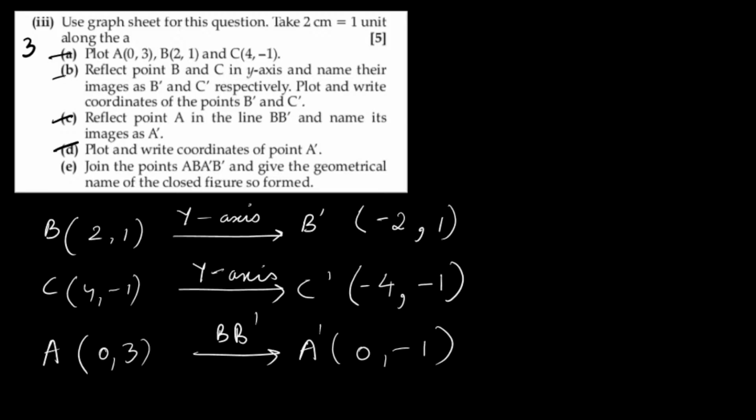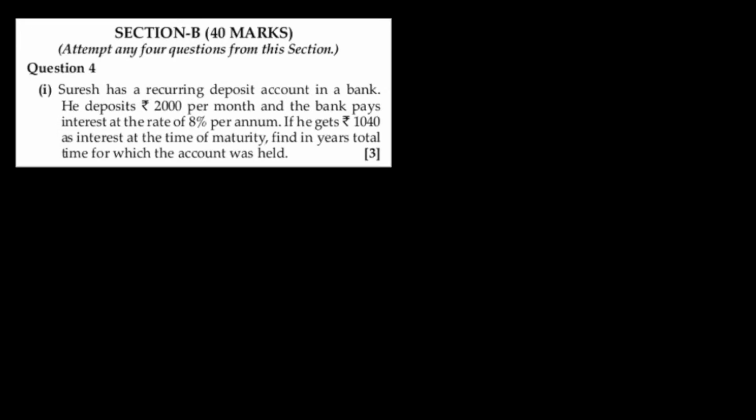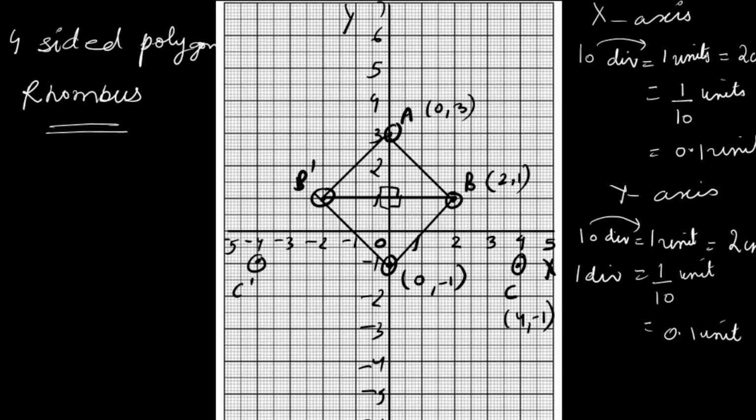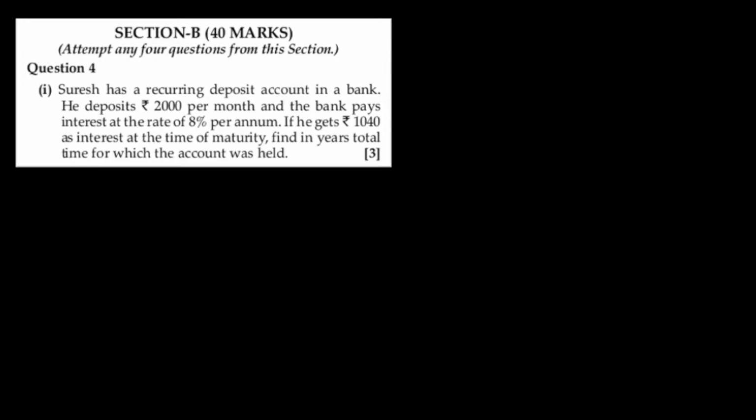Okay, so this question we have completed. Question number third part. With this, we have completed section A of the question paper. So section A is done. Let's start section B. In section B, choice will be there, but we are going to attempt all the questions. Question number 4. This question, first part you can see, is from banking.